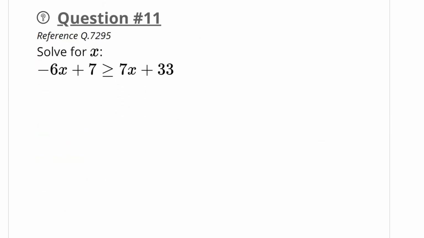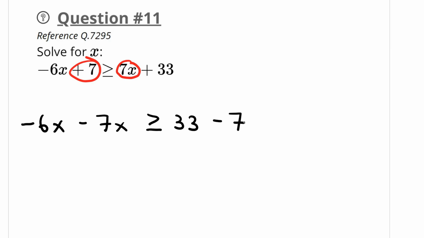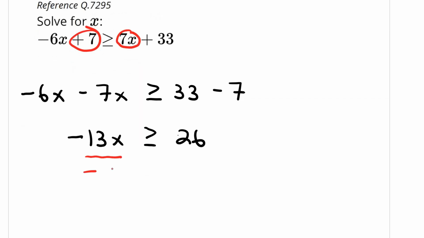Okay, let's move on. Let's move the 7x and the positive 7 to the other side. So negative 6x minus 7x is greater than or equal to 33 minus 7. Negative 6 minus 7 is going to be negative 13x. And 33 minus 7 is 26. Then you can divide both sides by negative 13. Now remember, you're dividing by a negative number here, right? So that means the inequality has to flip. And this is going to be negative 2.